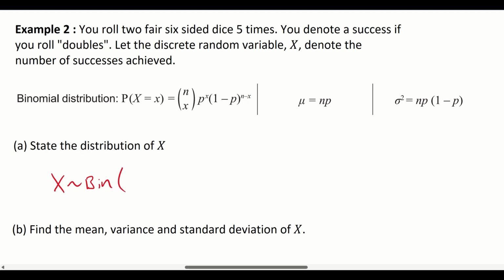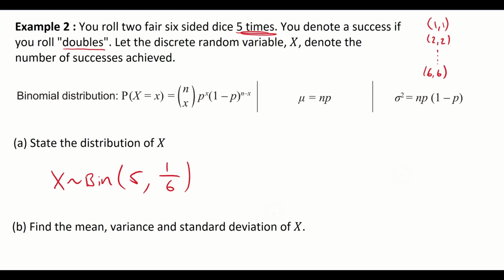Now the number of trials that we do, 5 trials, and the probability of a success on each trial. So we succeed if we roll doubles. So if we got a 1 and a 1, a 2 and a 2, all the way down to a 6 and a 6, all of those are viable options for a success. Now there's 36 different possible outcomes you can get when you roll 2 dice. So it would be 6 out of 36, which is just 1 in 6. So the probability just being 1 out of 6 is the probability of a success for us.